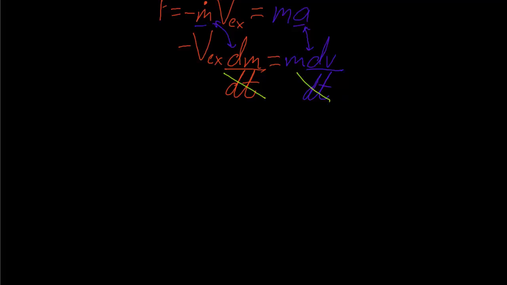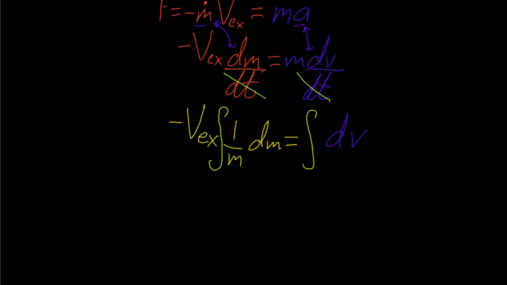So let's get the mass all on one side, and we can do that by dividing both sides by mass. And what we end up with is negative exhaust velocity multiplied by 1 over m times dm, which is equal to our dv. So let's integrate both sides of this equation, since we have a differential on both sides. And we'll integrate it from the initial state to the final state, the initial mass and initial velocity, to the final mass and final velocity.